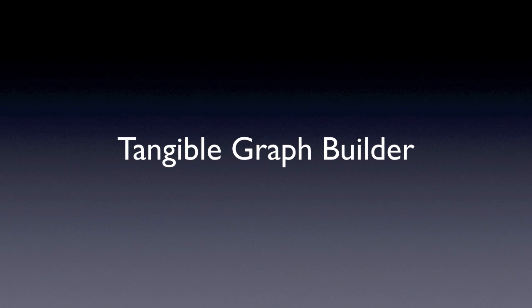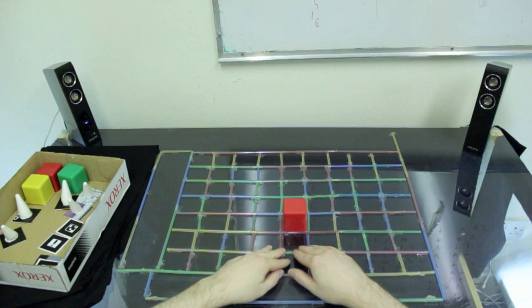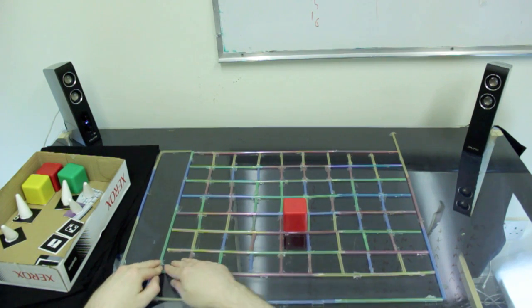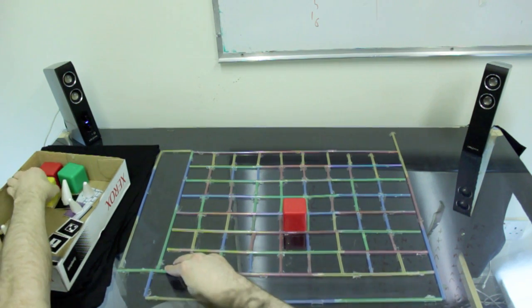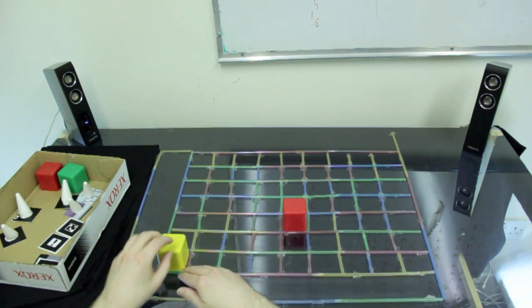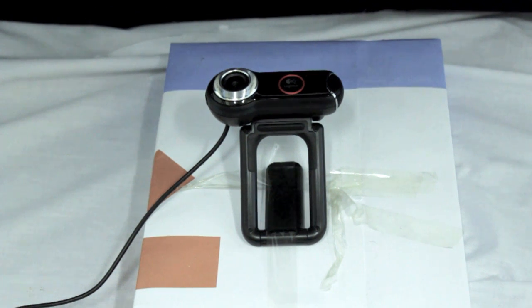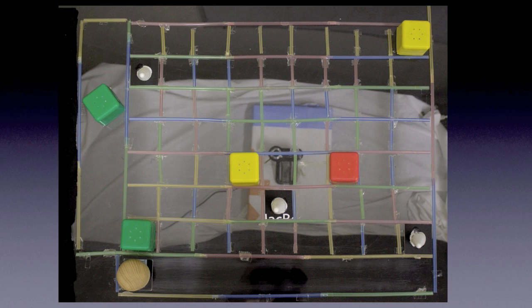Tangible Graph Builder allows users to physically explore and manipulate simple graphs. Users interact with a transparent tabletop. Ficons, or physical icons, are placed on the table and tracked by a high-definition webcam underneath. The tabletop is delineated into three parts using plastic tubes as physical guides.